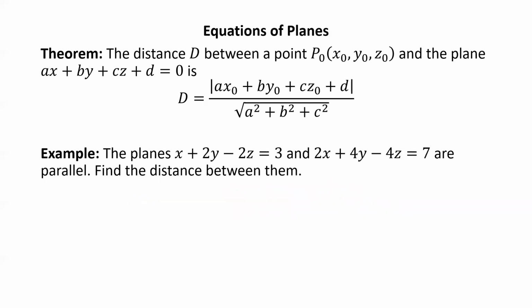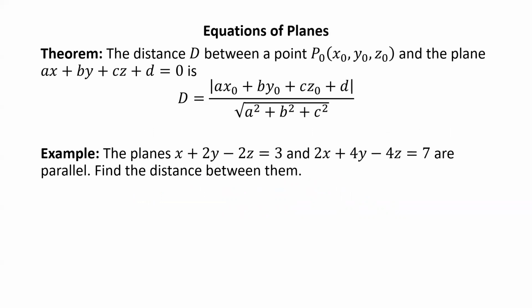Okay, here's another example for you to try. Again, pause the video and try it yourself first. The planes x plus 2y minus 2z equals 3 and 2x plus 4y minus 4z equals 7 are parallel. Find the distance between them.